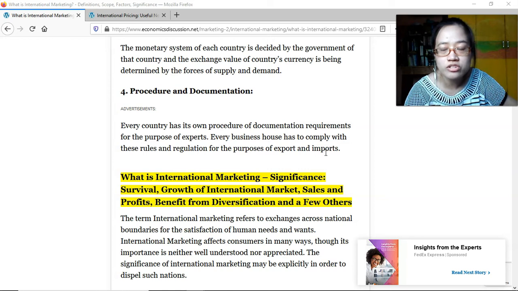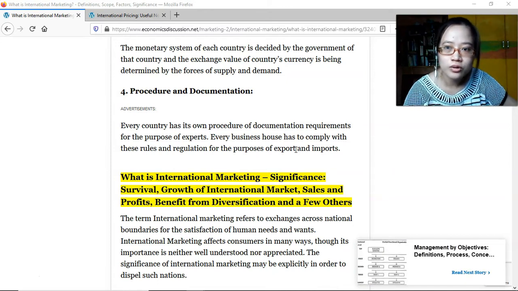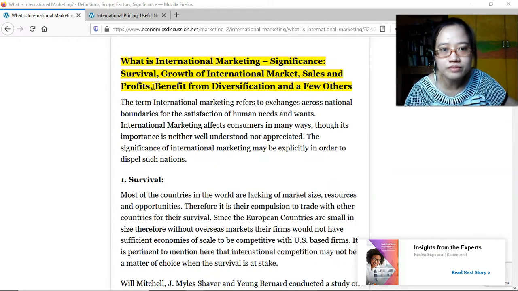Normally, exports and imports have very strict guidelines, because essentially you are carrying the approval of your country's regulatory agencies. You have to make sure that the products are good and they comply to a certain standard, normally high standards. Okay. What is international marketing?